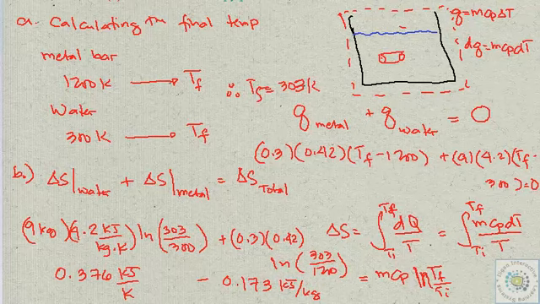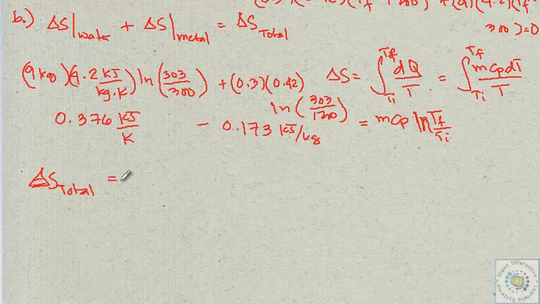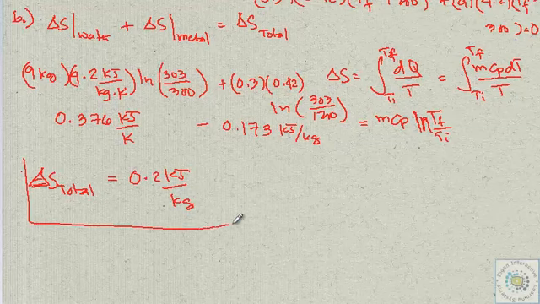All in all, the total effect will be a net delta S, or delta S total, or simply the total generation of entropy. In every process, as long as it's not reversible, there will always be a generation of entropy. In that case, 0.376 minus 0.173, the net generation of entropy is roughly 0.2 kilojoule per kilogram, meaning entropy is generated by this magnitude, or 0.2 entropy is formed.